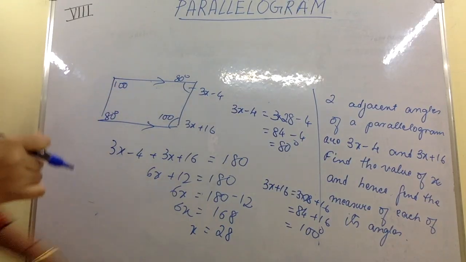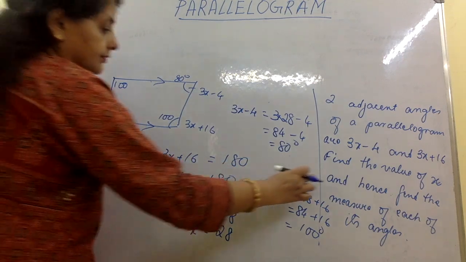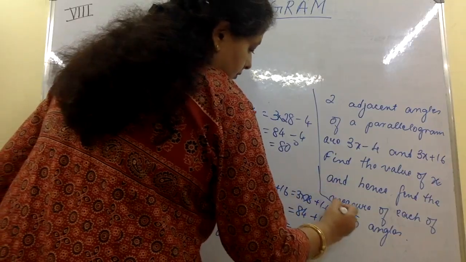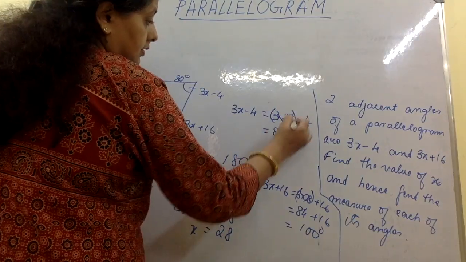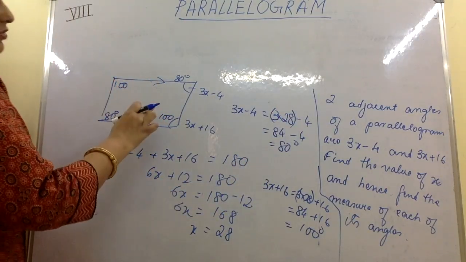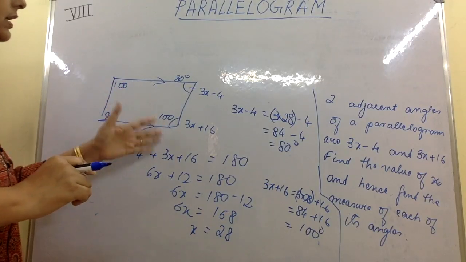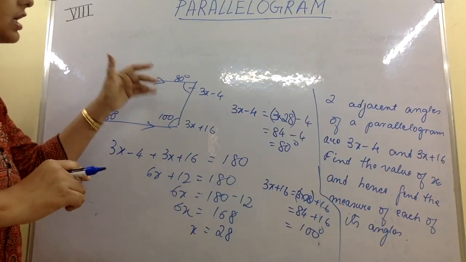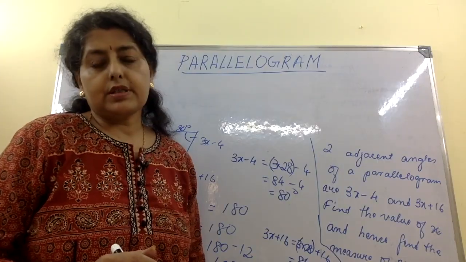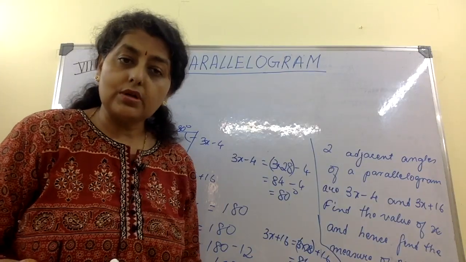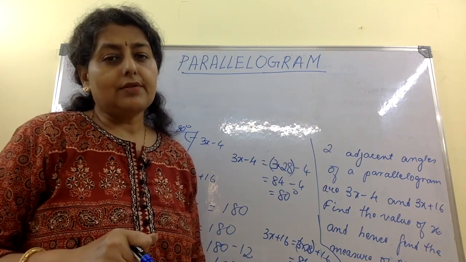So the measure of each of its angles are 80, 100, 80 and 100. Okay, here we have to follow that opposite angles are equal. So just find for these two and then apply it over the full parallelogram. Okay, so those were a few of the questions from parallelograms. I tried to include rhombus also in this, so that it's easier for you all. So this is it from parallelograms.